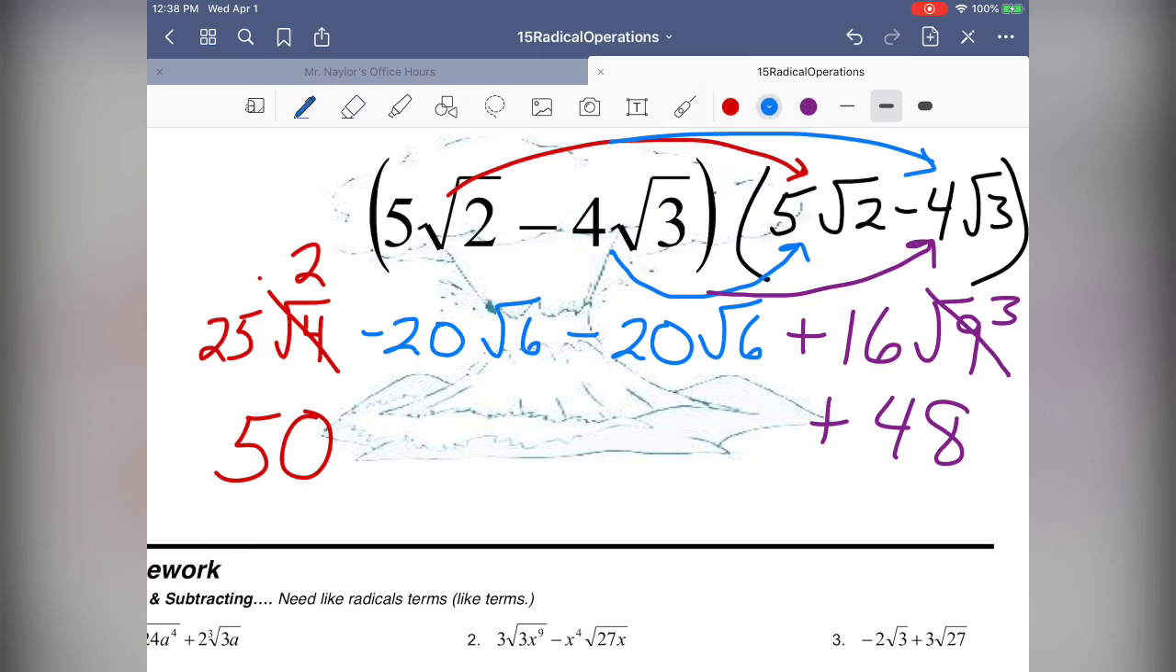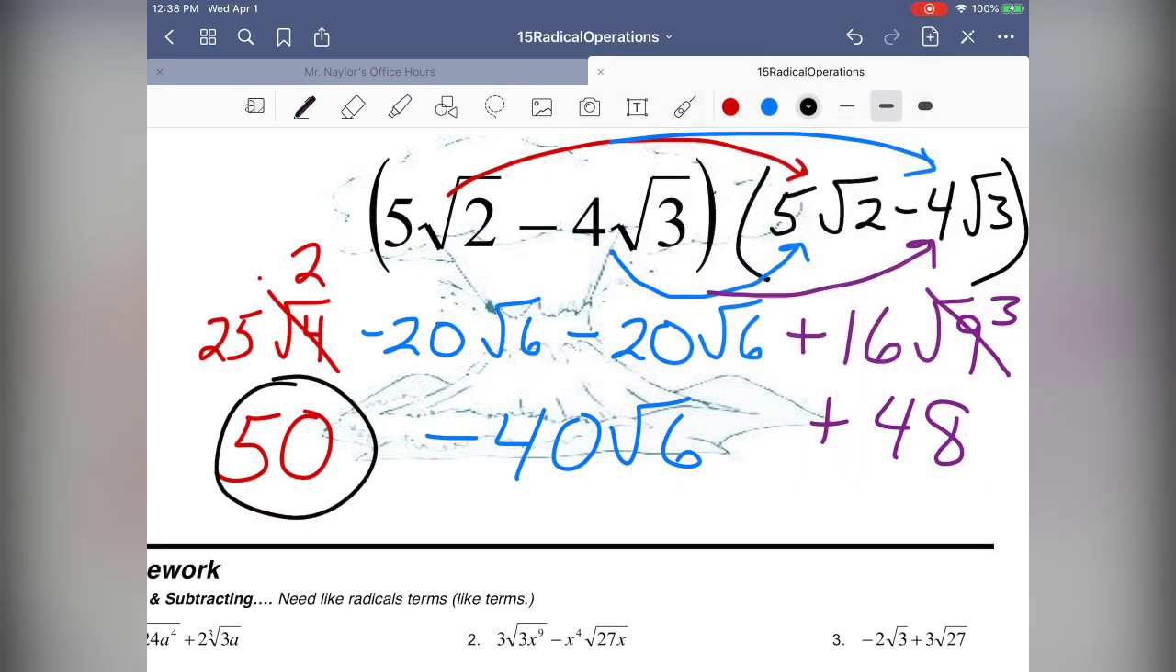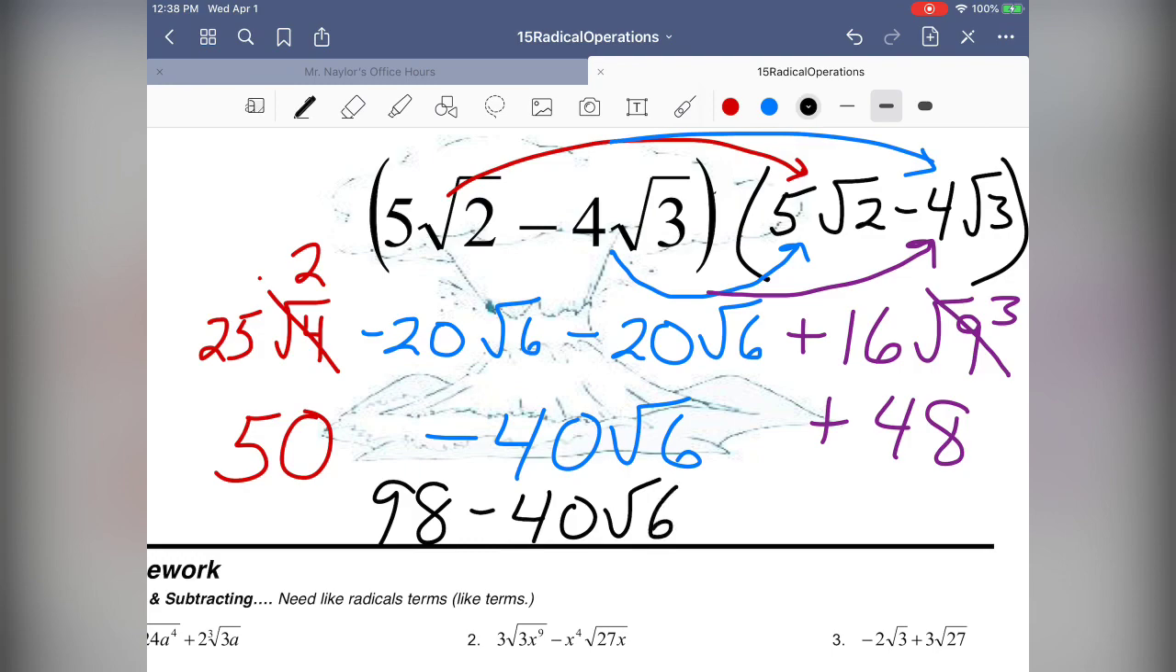And then these negative 20s, root 6s, they are like each other. So now you have negative 40 root 6s. Okay, and the only thing left to do would be to actually add like terms. In this case, my like terms are just good old numbers, thank goodness, and those add up to be 98. So we get 98 minus 40, the square root of 6.